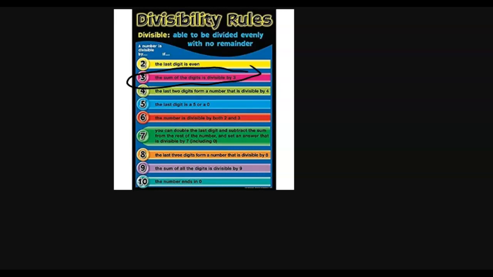So as you can tell, it's a little bit confusing. Okay, that's the only one you really don't have to memorize. For 8, the last three digits form a number that is divisible by 8. And for 9, the sum of all digits is divisible by 9. That's a lot like the divisibility by 3 rule. And for 10, the number ends in 0. I hope this table helps you.